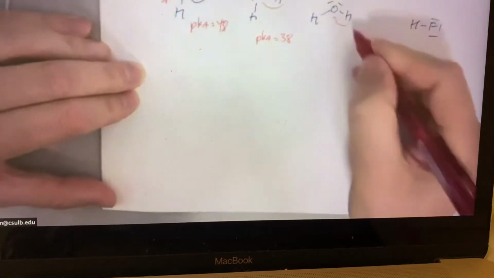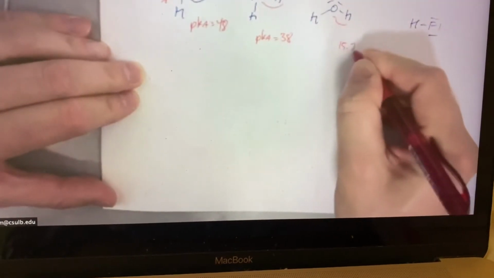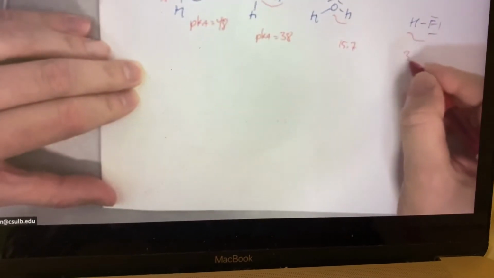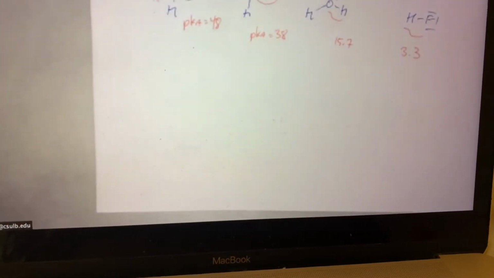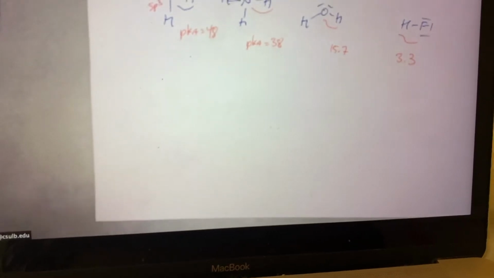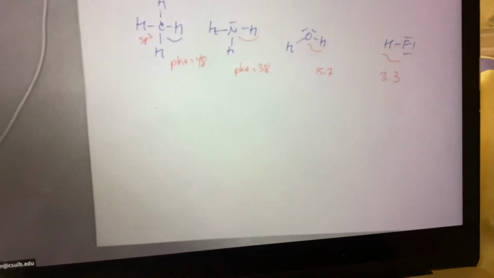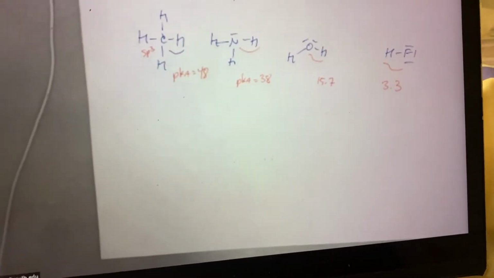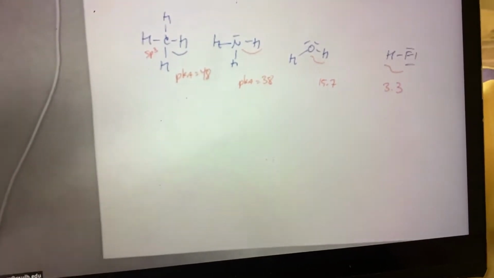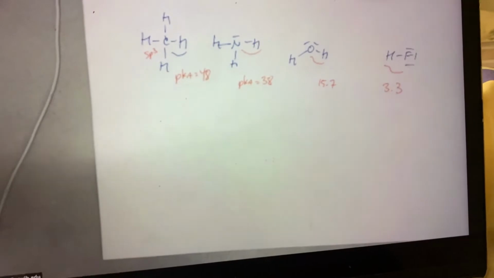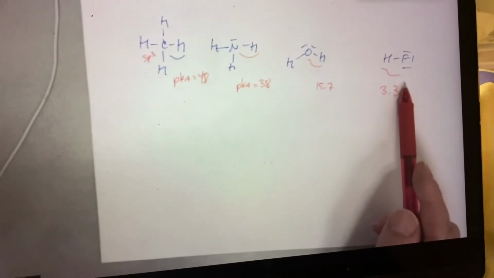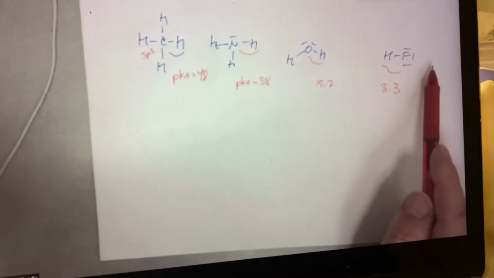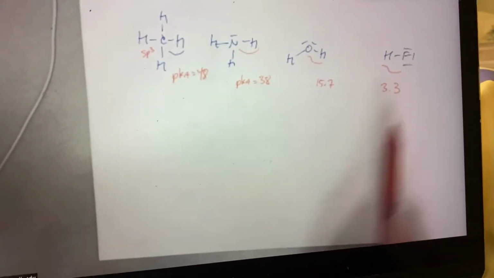For water, 15.7. For HF, 3.3. These particular numbers I want you to put to memory. Okay? It's important that you memorize them because I'm going to ask you to use them on the second exam that we have together. There'll be a total of about 12 numbers that I'm going to have you put to memory. First thing we can note, though, is that acidity increases going across the row in the periodic table, that follows the trend, and these specific numbers are important.